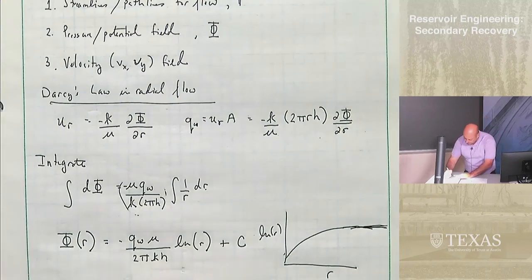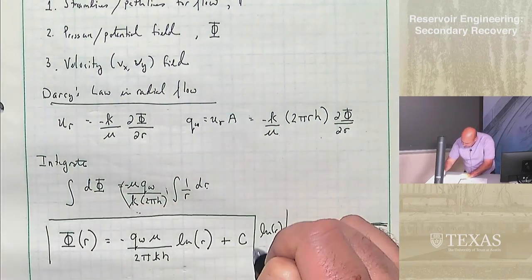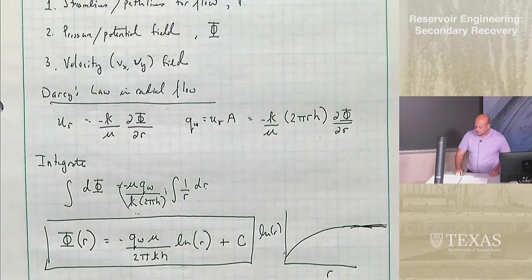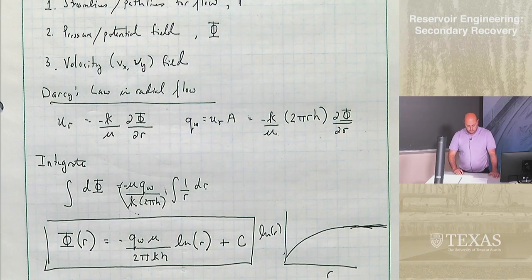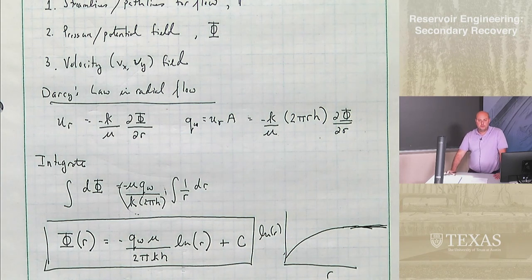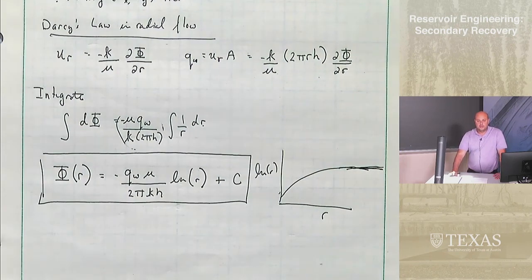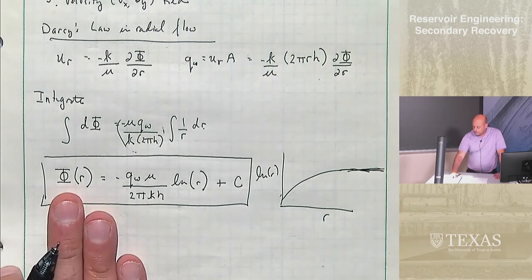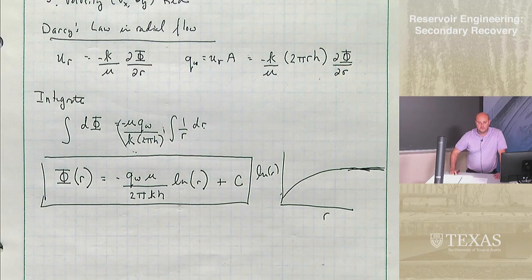Okay, so this is our solution. This is the potential, or the pressure, as a function of radius. We don't know C, but maybe we don't need to know it, or if we did know a pressure or potential at a different r, then we could compute it for all r's, because then we'd have our boundary condition.